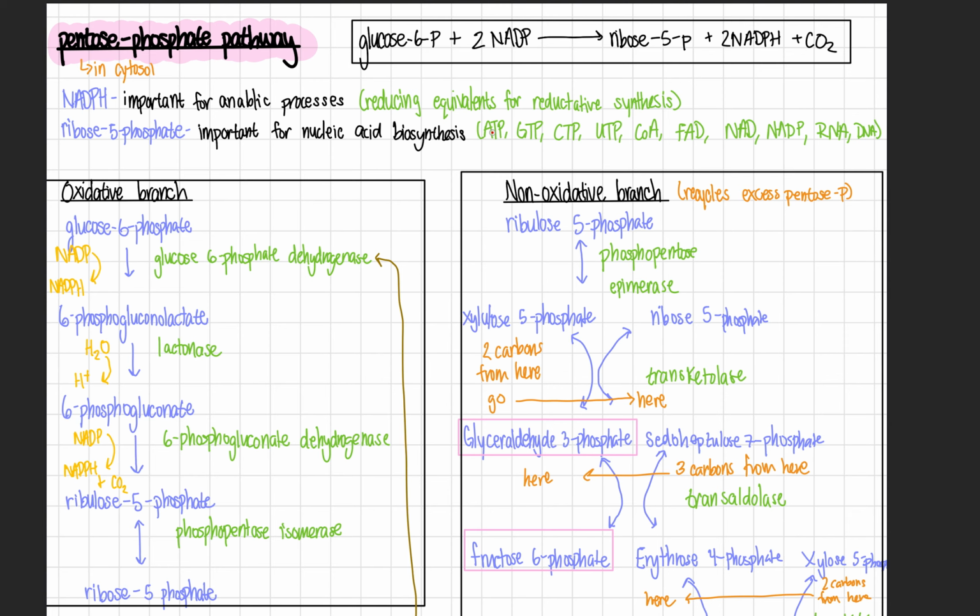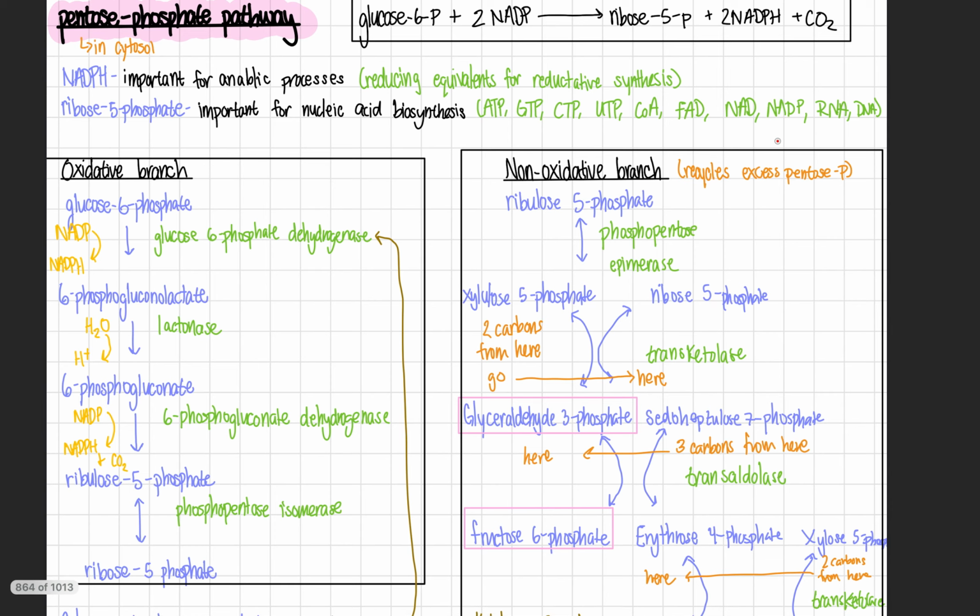Specifically, you're going to use it when making ATP, GTP, CTP, UTP, in addition to making RNA, DNA, and sometimes other reducing equivalents as well, such as FAD, NAD, and NADPH. And NADP. So the overall reaction of the pentose phosphate pathway is glucose 6-phosphate plus 2 NADP, which will give you that ribose 5-phosphate that you're trying to make, in addition to 2 NADPH. In this process, we also have to lose a carbon dioxide.